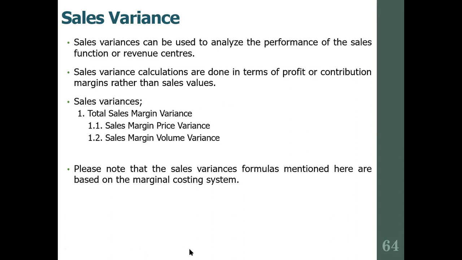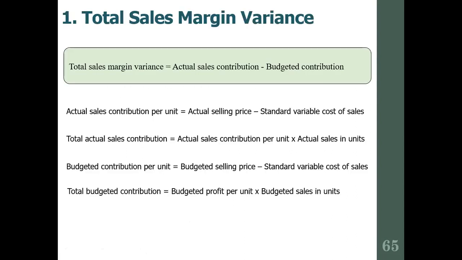Okay. So when you count this total sales margin variance, you take the actual sales contribution and deduct the budgeted contribution. Actual contribution minus the budgeted contribution is the total sales margin variance. When it comes to the actual sales contribution per unit, how do you figure that out? You take the actual selling price minus the standard variable cost of sale.